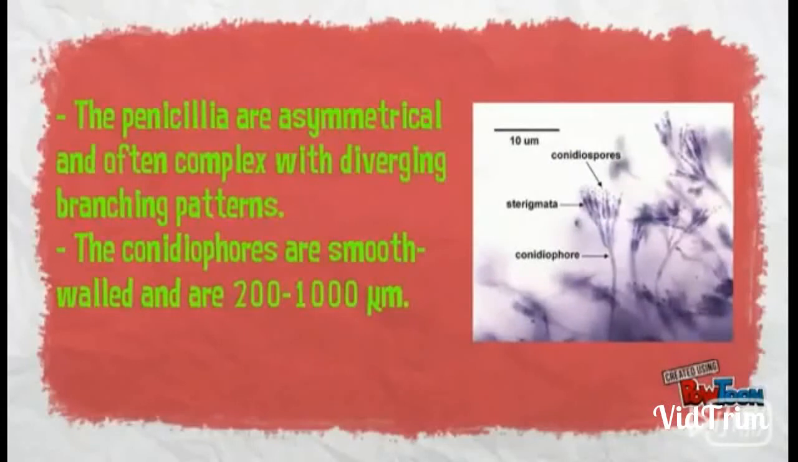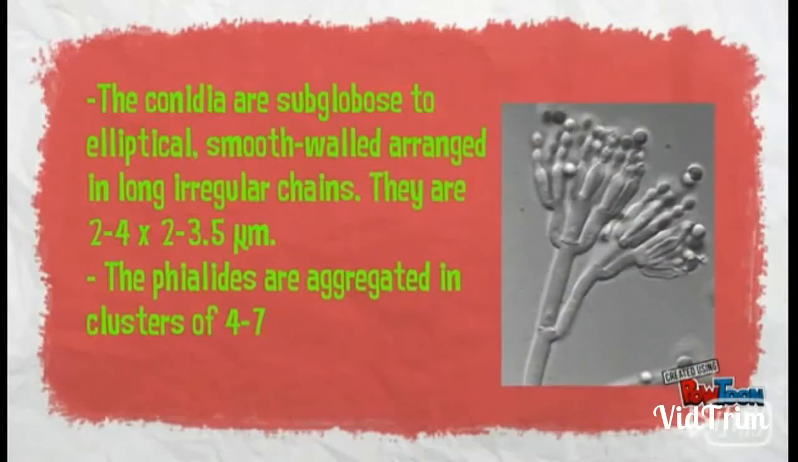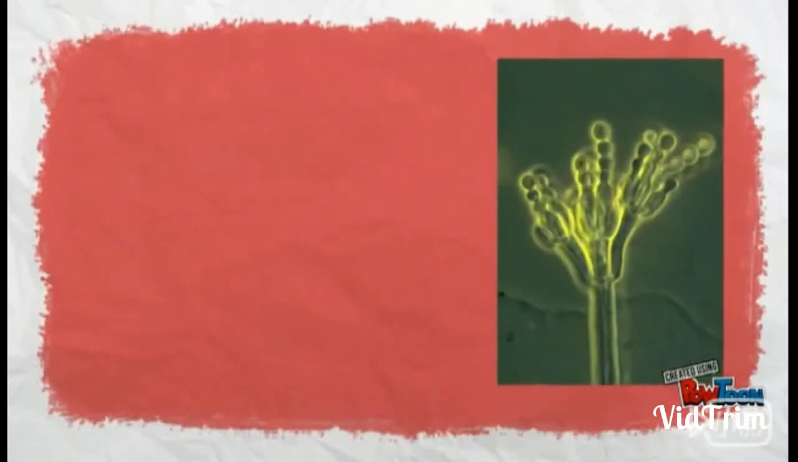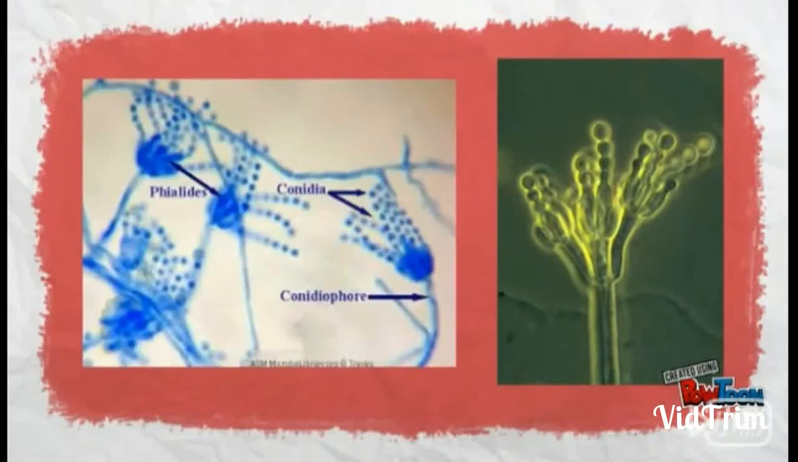The penicilli are asymmetrical and often complex with a diverging branching pattern. The conidiophores are smooth walled and are 200 to 1000 micrometers. The conidia are subglobose to elliptical, smooth walled, arranged in long irregular chains, and the phialides are arranged in clusters of 4 to 7. Next, we look at some pictures.